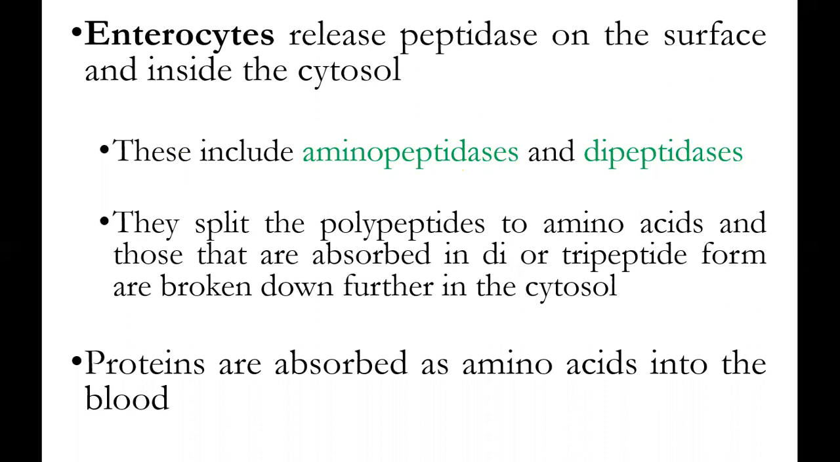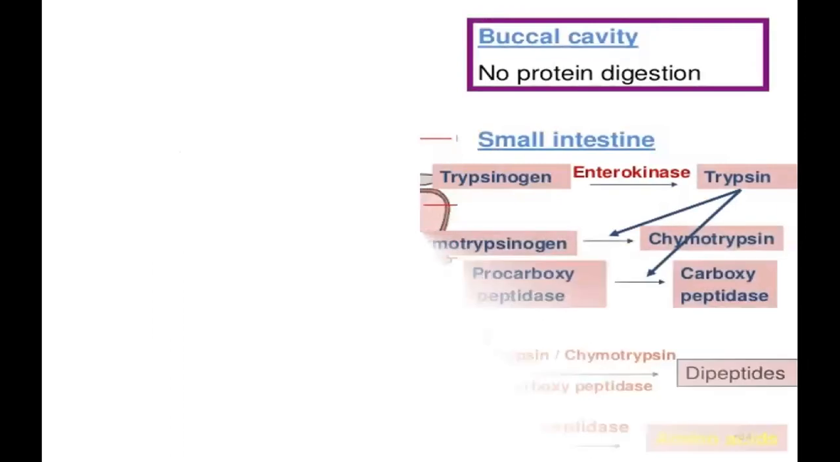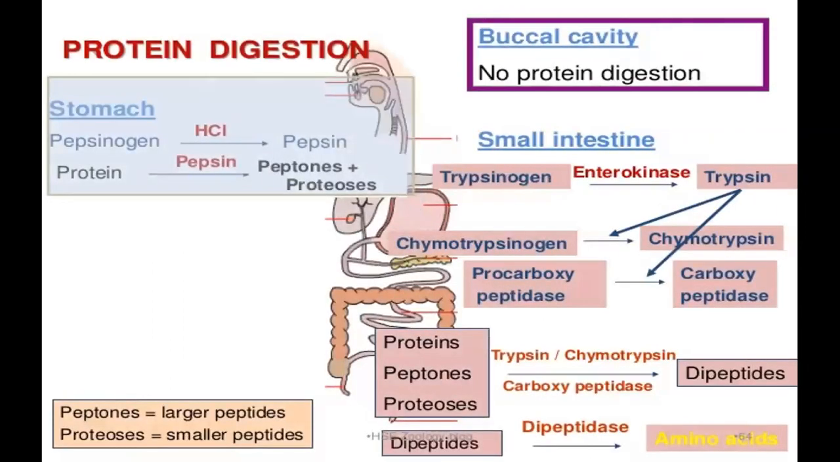So the proteins are absorbed as amino acids into the blood. Okay, absorption of amino acids. So this is just a summary of digestion of proteins. In the stomach, pepsinogen is converted into pepsin by hydrochloric acid. Then the pepsin will start the digestion of proteins into smaller proteins like peptones and proteases. So these are smaller forms of proteins. So they are smaller polypeptides.